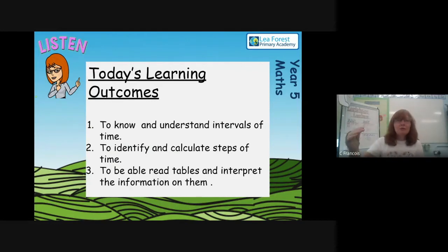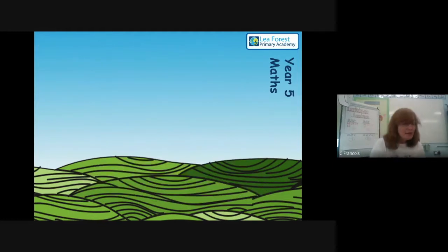We also have to be able to work out how a timetable works in terms of how the trains or the buses or whatever it is we're looking at, how they actually travel, because sometimes some journeys take longer than others because they go a different route along the way. So we need to be able to do that and to be able to read tables and interpret information on them. That's what our main outcome is today.